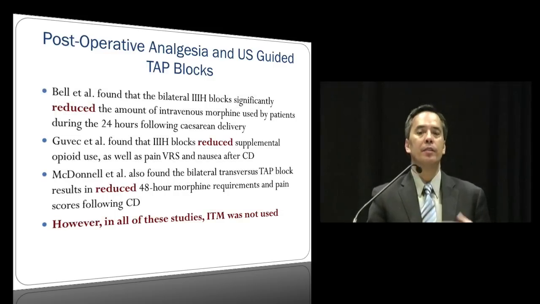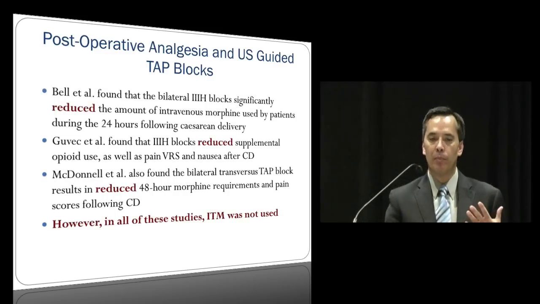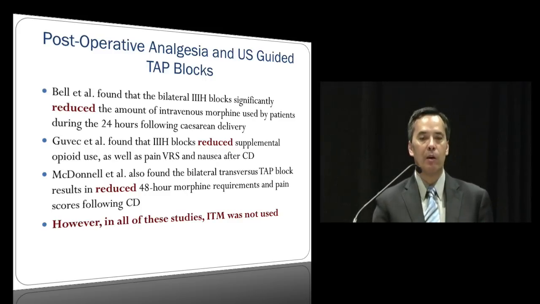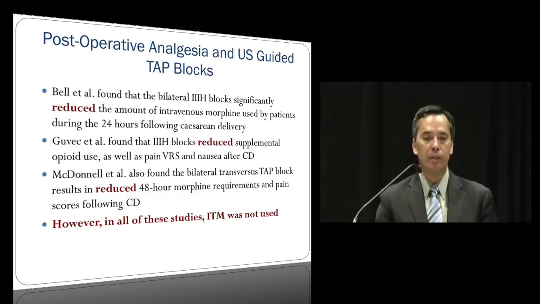Now, how did this come to be? Why did they start doing TAP blocks? Well, Bell initially found that by using bilateral ilioinguinal iliohypogastric blocks, it significantly reduced the amount of IV morphine consumption used by patients in up to 24 hours. Gufez et al. found it reduced supplemental opioid use. McDonald also found that the bilateral TAP blocks reduced the 4 to 8 hour morphine consumption.